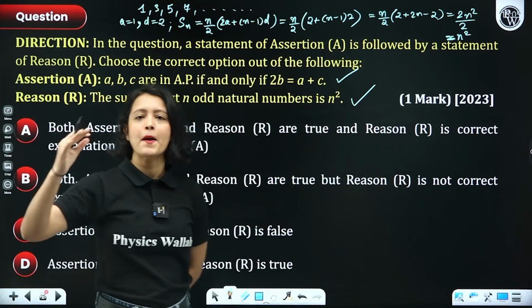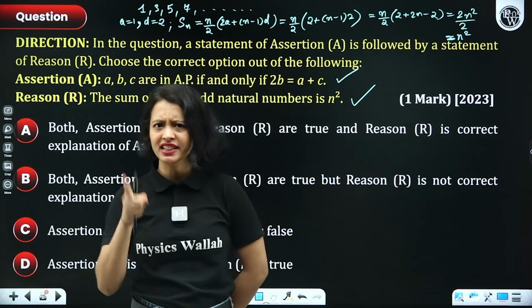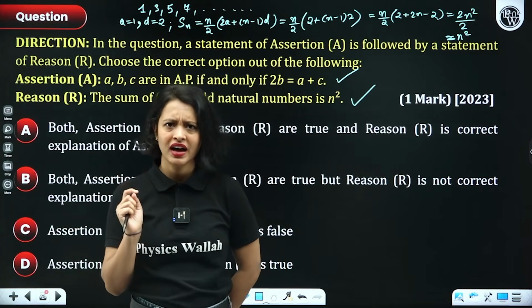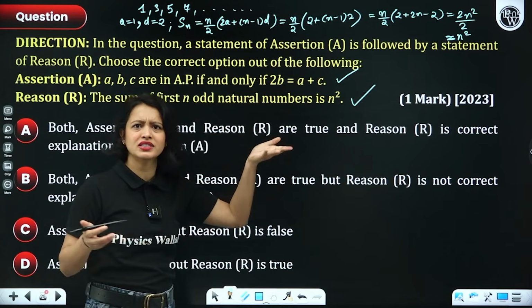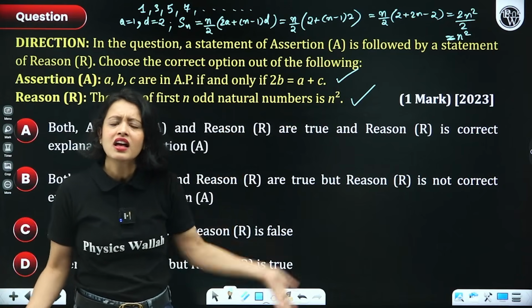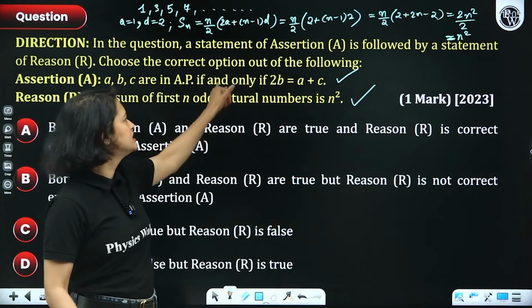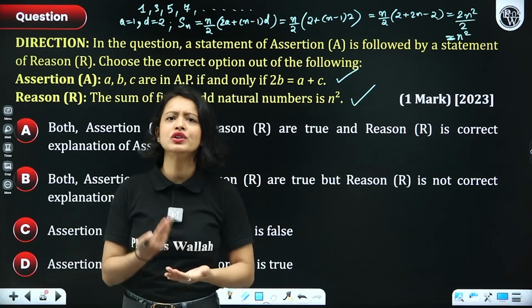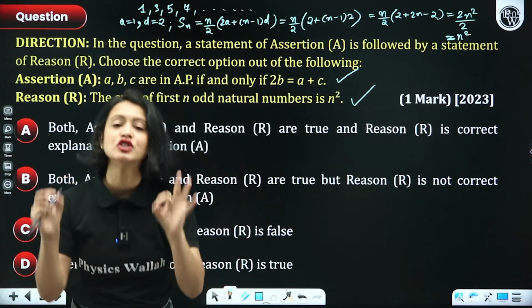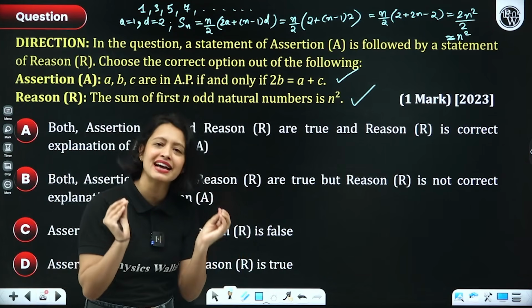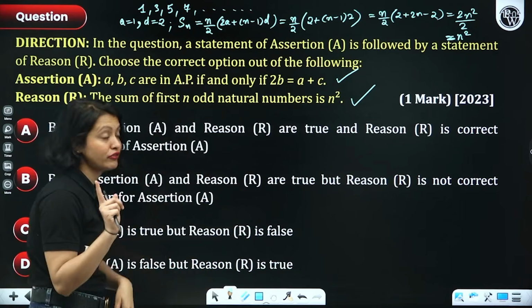Good. But is the second statement correctly explaining the first statement? Actually, the second statement is not explaining the first statement. How are they even related? The second statement is talking about the sum of n odd natural numbers and the first statement is talking about three terms being in AP. Both statements are not related. So even though both statements are correct, guys, they are not related. The second statement is not explaining the first one.